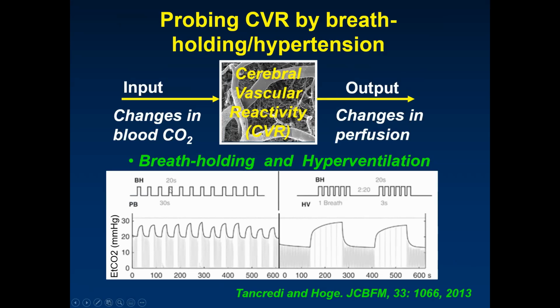For example, we can ask the subject to hold their breath for 20 seconds followed by a paced breathing period. This will cause end-tidal CO2 change, which reflects the blood CO2 change. And similarly, the hyperventilation paradigm would also cause changes in end-tidal CO2. And then we can use this end-tidal CO2 as a regressor to map the CVR of the brain.